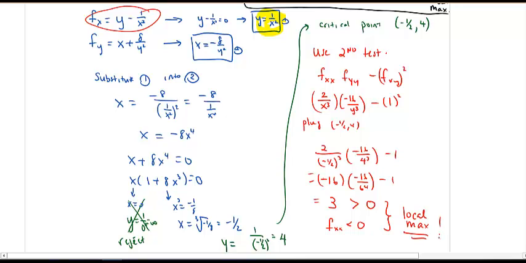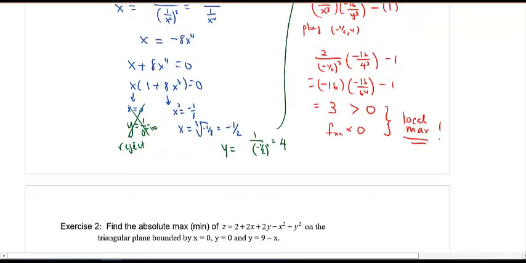Good. If you got this, you understand the procedure of finding these max-min points. Cool. If they ask you for the value, by the way, then you have to plug it back into the equation and figure out what z is. That's all. Okay. Now, let's do one more example on the back side.